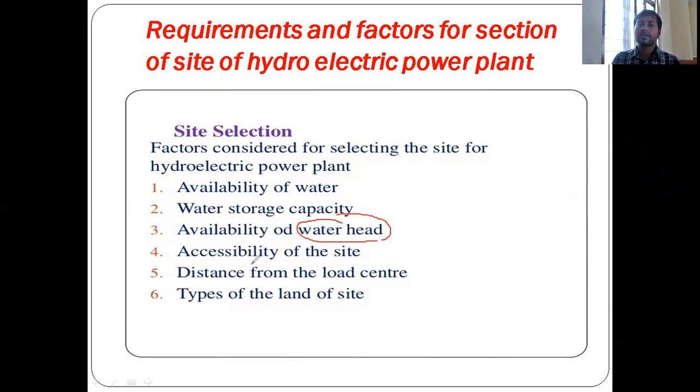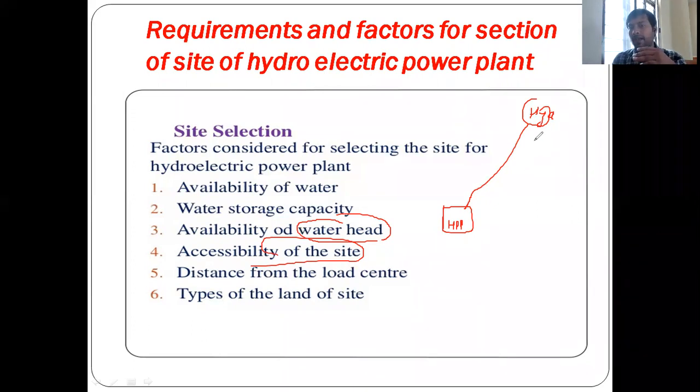And the accessibility of the site. For example, if you construct a hydro power plant here, and Hyderabad is here, then from Hyderabad to the hydro power plant there must be access, nothing but the availability of transport and transportation of electricity. So these are all called the access to the site.